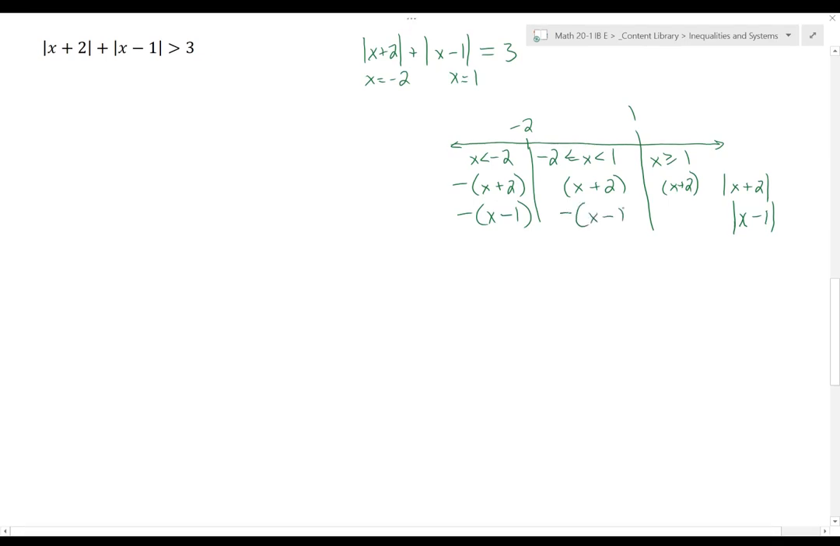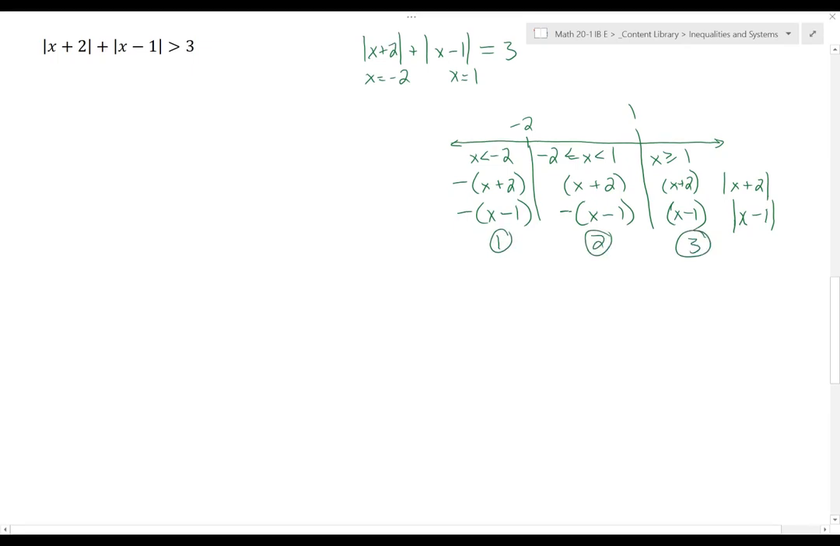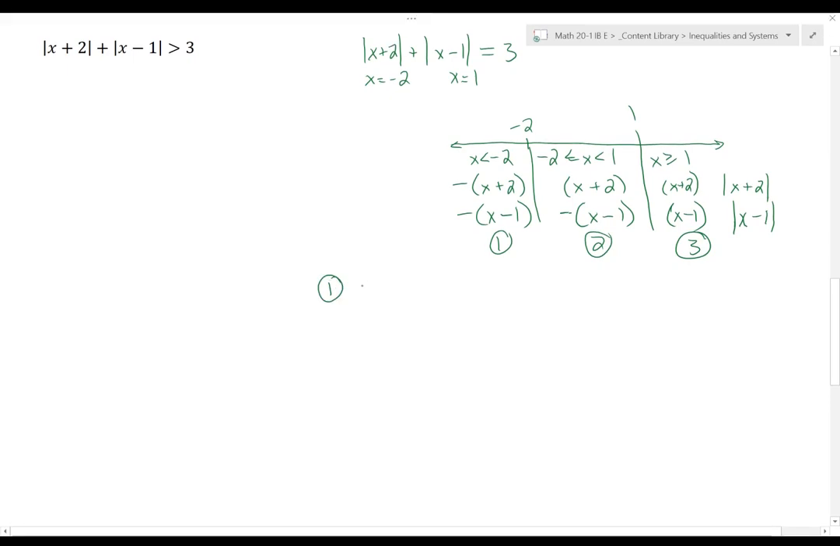And then it's going to be just x minus 1 for that last region. So three different equations, 1, 2, 3. And let's look at what happens. So for equation 1, we have the opposite of x plus 2 plus the opposite, so in other words, just minus x minus 1 equals 3, minus x minus 2 minus x plus 1 equals 3. So that's negative 2x is equal to 4, x equals negative 2.